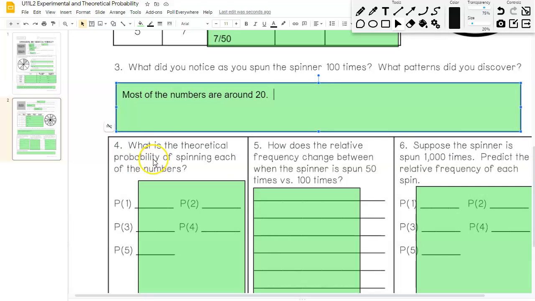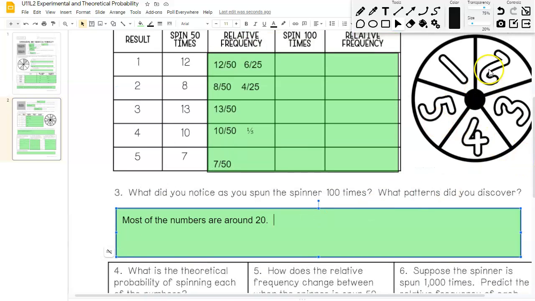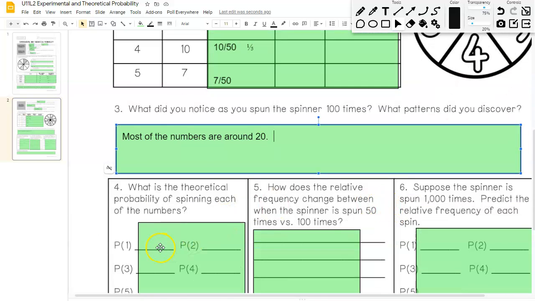So now let's go ahead and calculate what is the theoretical probability of spinning each number. Well, remember, each one shows up 1/5 of the time. So each one of these is going to be 1/5, which, by the way, is 20%. Okay? Now we're going to get that same answer for every single one, because each one is equally likely. Go ahead and get that percent symbol in there.